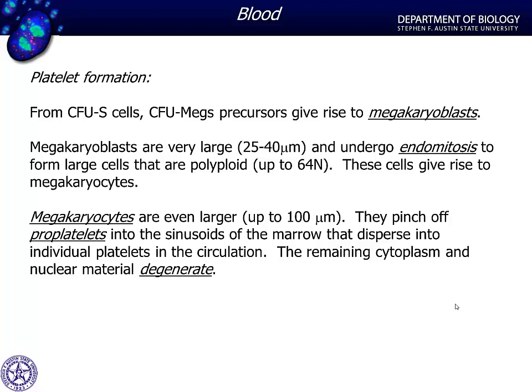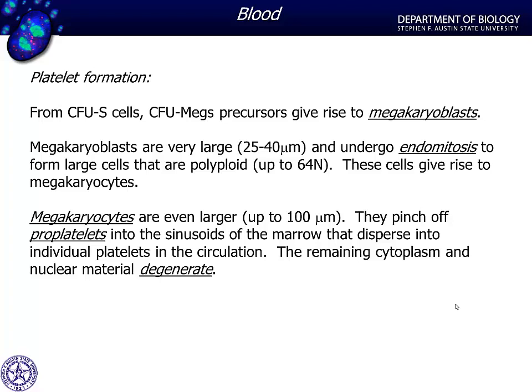Platelets are going to come from the colony-forming unit spleen, and then we're going to have colony-forming unit MEG. This MEG's precursor is going to be the megakaryoblast. These are very large cells, and they're going to undergo a really unique process called endomitosis. These cells begin to divide, but the nucleus is dividing without any cytokinesis. So you end up with cells that have multiple nuclei, and they may actually be polyploid up to 64N. We're used to 2N, but certainly not 64N.